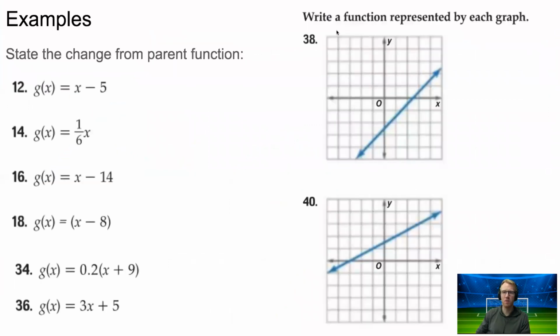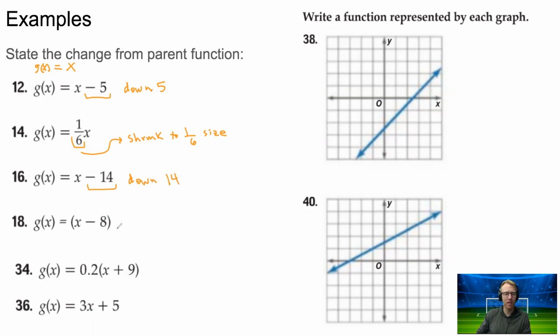So here's our examples that we're going to solve together. State the change from the parent function. So here's our parent function. In all cases, it's just going to be g of x equals x. That's the parent function for a straight line. So a -5 at the back means down 5. A 1/6 in the front means shrunk or compressed. Shrunk to 1/6 of the original size, or compressed to 1/6 of the original size. A -14 at the back is going to mean down 14.